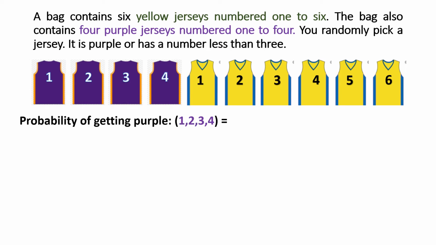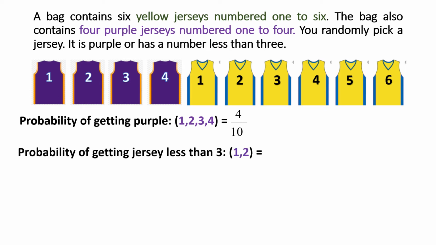Okay, the probability of getting purple is 4 over 10. Okay, bakit 4 over 10? Ilan ba yung jersey na kulay purple? Diba, 4, 1, 2, 3, 4. At ilan lahat yung possible na pagpipilian or outcome natin? 10, kasi 10 lahat ng jersey. So, 4 over 10. The probability of getting jersey that is less than 3. So, tingnan natin dun sa yellow. So, ang less than 3 dyan ay 1 and 2. So, you have 2 out of 10 jerseys that are less than 3.